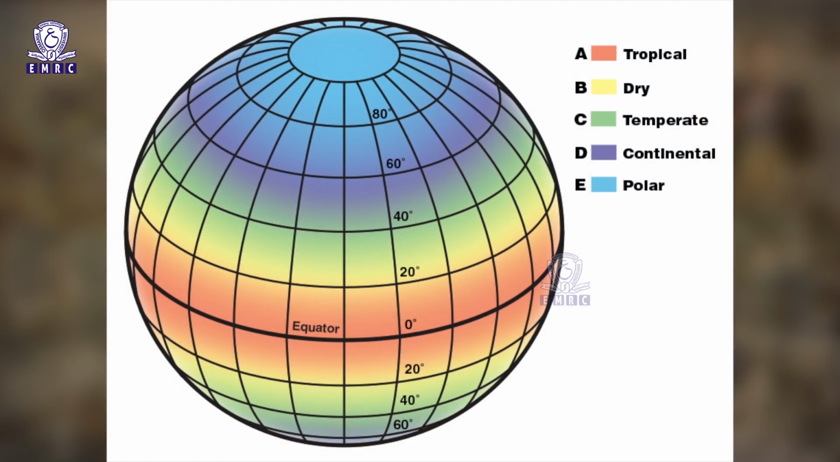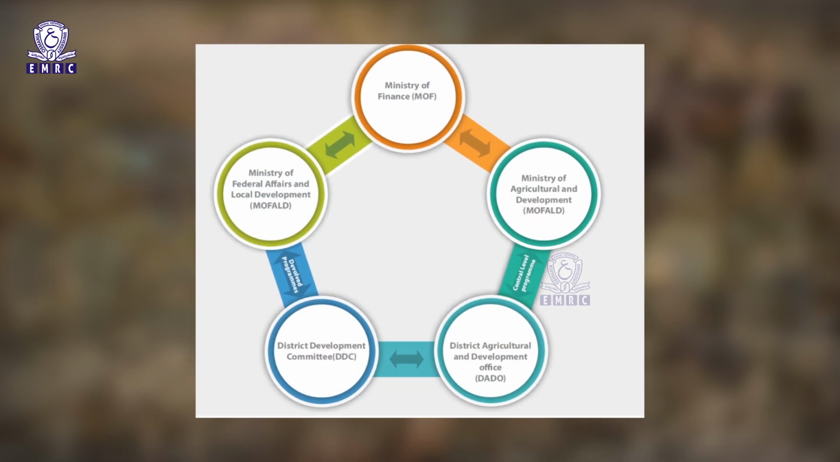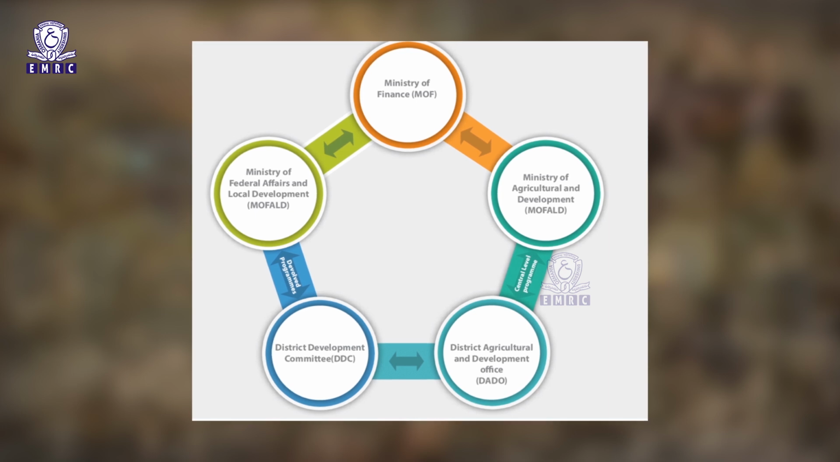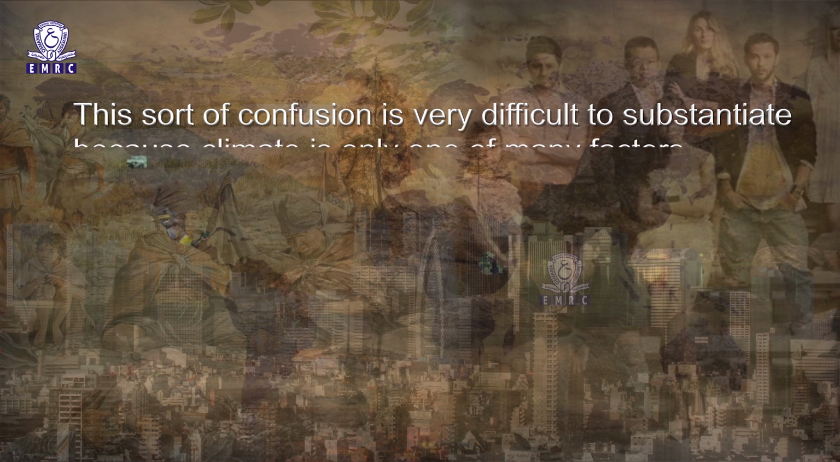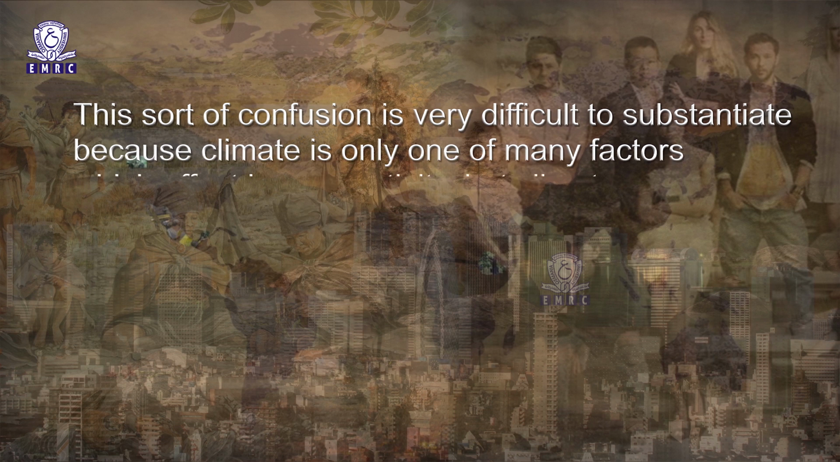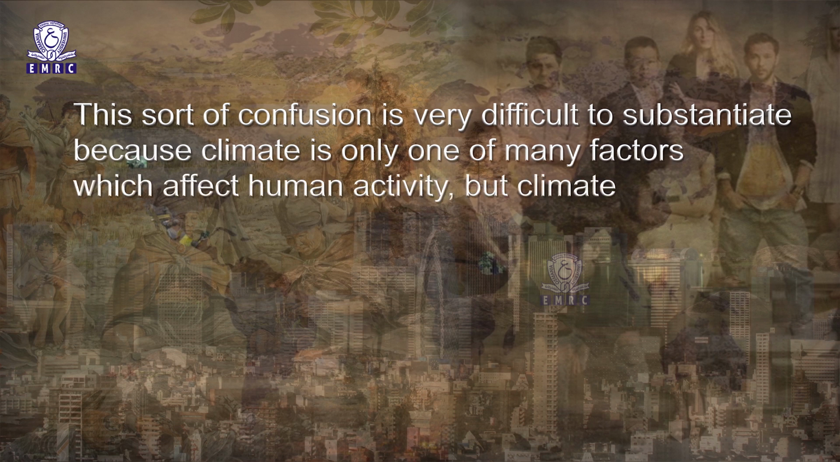The Earth's climatic system is extremely complex and the mechanisms of climatic processes are not yet completely understood. This sort of influence is very difficult to substantiate, because climate is only one of many factors which affect human activity, but climate does affect behavior.